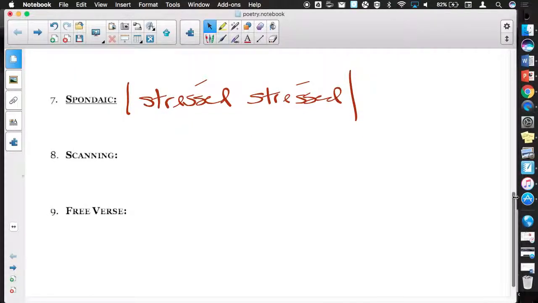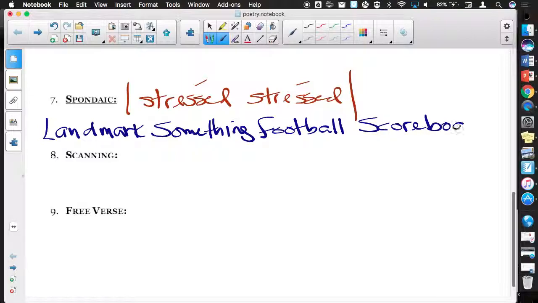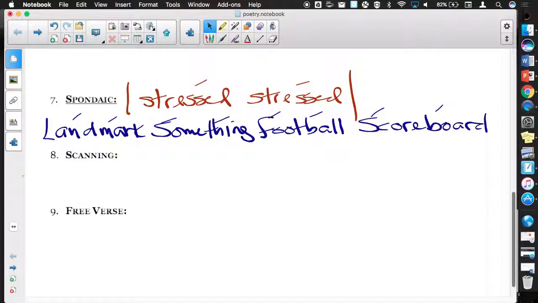So spondaic, we said landmark, something, football, scoreboard. All those words, a common thread that they have is that they are not only two syllable, but they are also compound words. So they're words where you're taking two smaller words and you're putting them together.